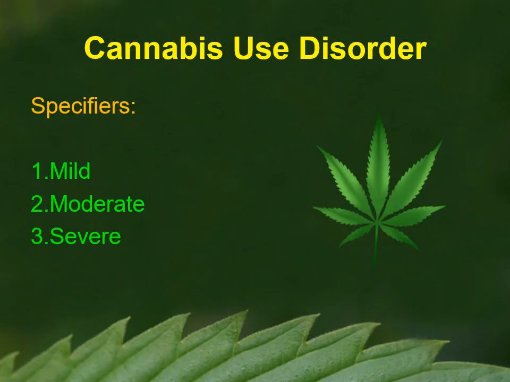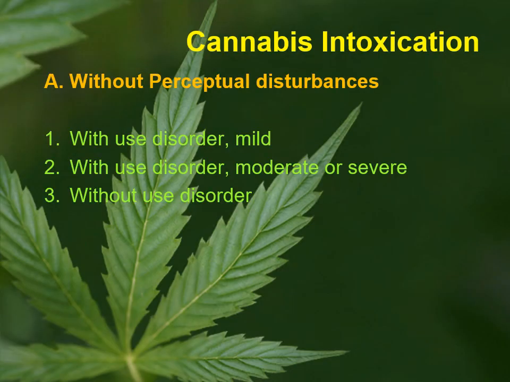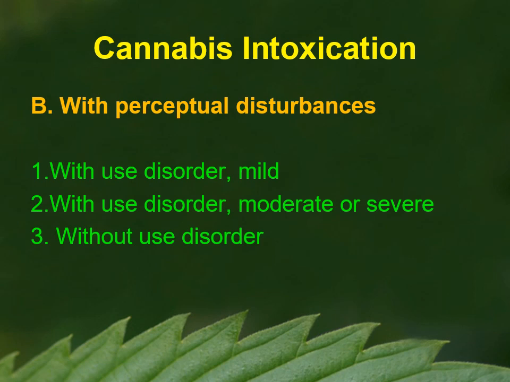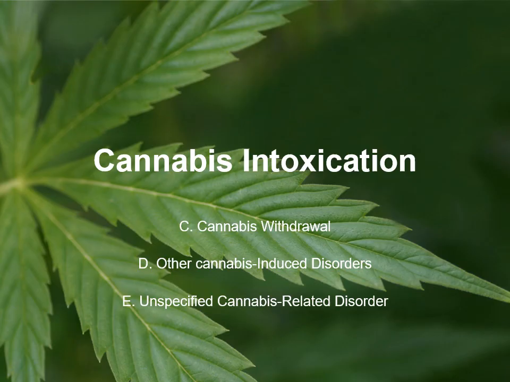Under cannabis use disorder, the specifiers are mild, moderate, and severe. Under cannabis intoxication, there are two types of disturbances. One is without perceptual disturbances. This can be with use disorder mild, with use disorder moderate or severe, and without use disorder. Cannabis intoxication with perceptual disturbances, with use disorder mild, with use disorder moderate or severe, without use disorder. We also have cannabis withdrawal, other cannabis-induced disorders, as well as unspecified cannabis-related disorders.